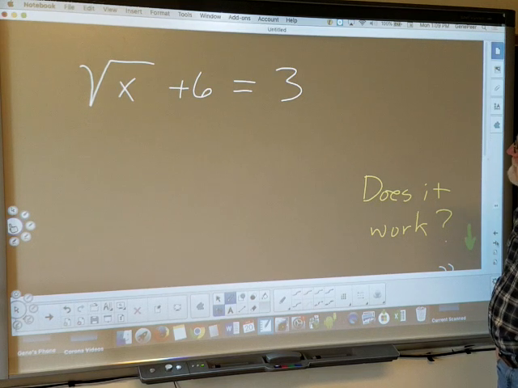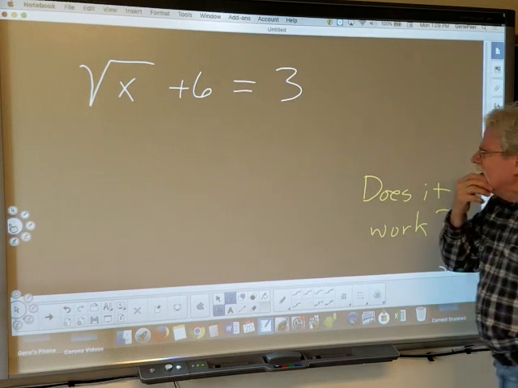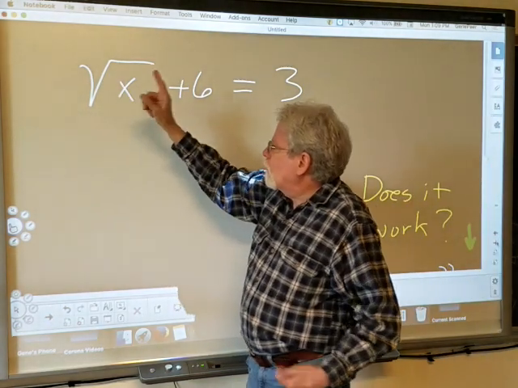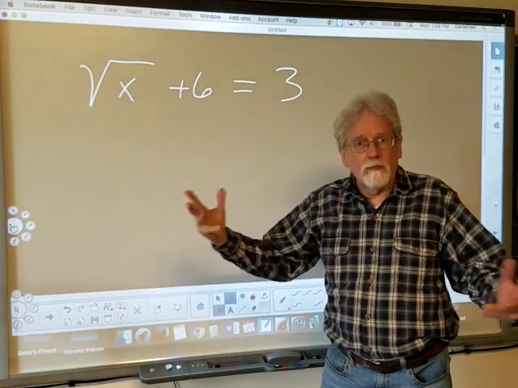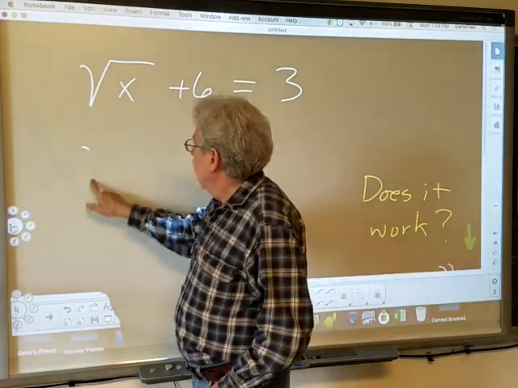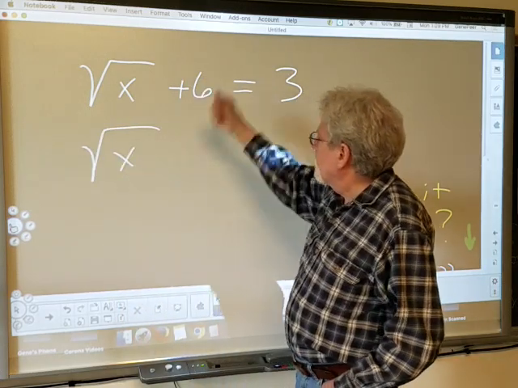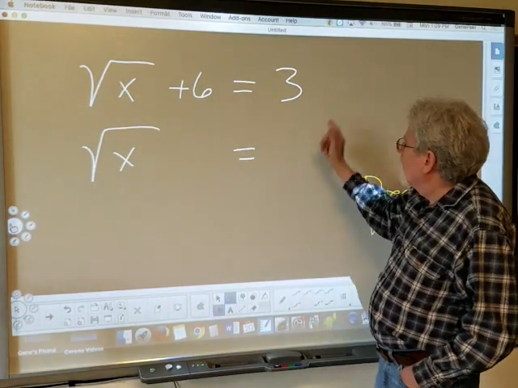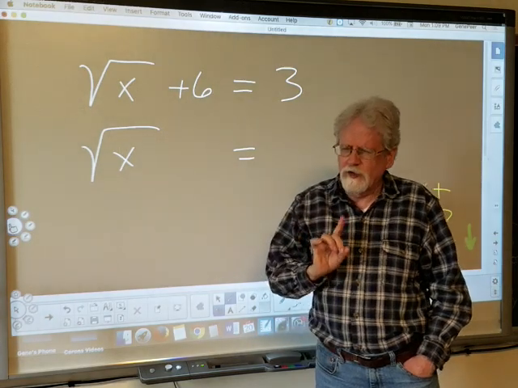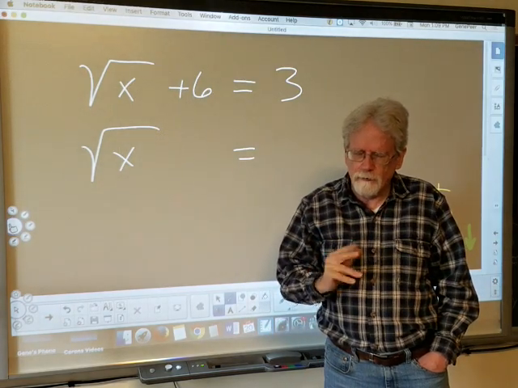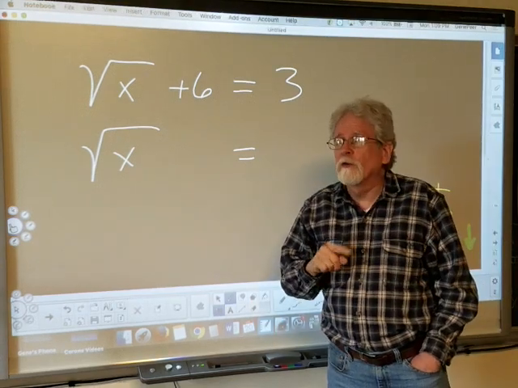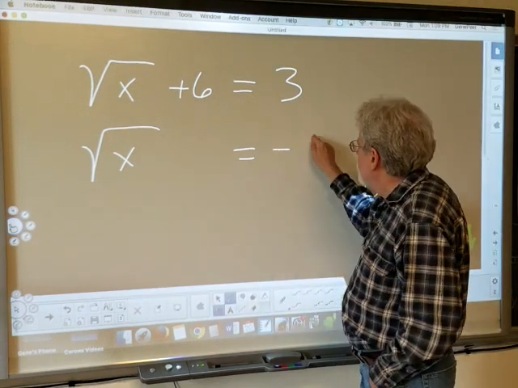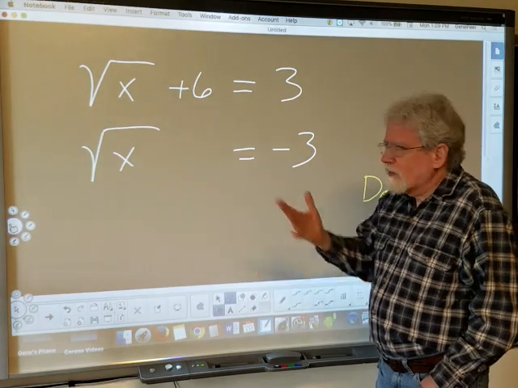All right, this one. Let's see if this one works. We need to first get the radical by itself. Let's get rid of that +6. Let's subtract 6 from both sides. Subtracting 6 on this side, +6, poof, gone. Subtract 6 on this side. What's 3 minus 6? Please watch your arithmetic. Be careful. 3 minus 6, -3. We're not doing 6 minus 3. We're doing 3 minus 6. -3.